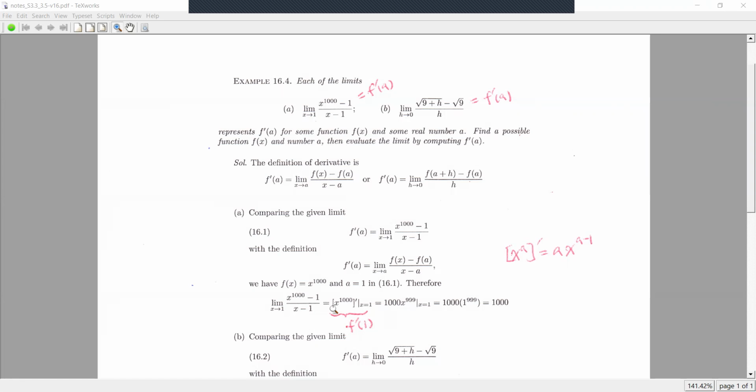That means that take derivative on the function, then plug in 1 in x. By the power formula, x to the 1000 derivative is 1000 times x to the 999. This is the derivative of the function at x. Now plug in 1 in x, then we get derivative of the function at 1. It is 1000. Therefore, this limit is 1000.